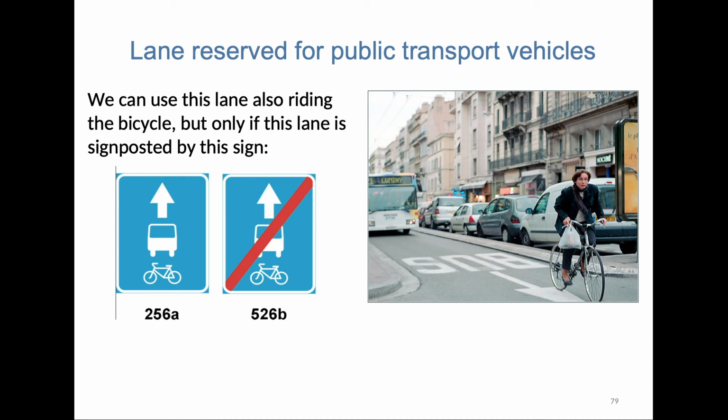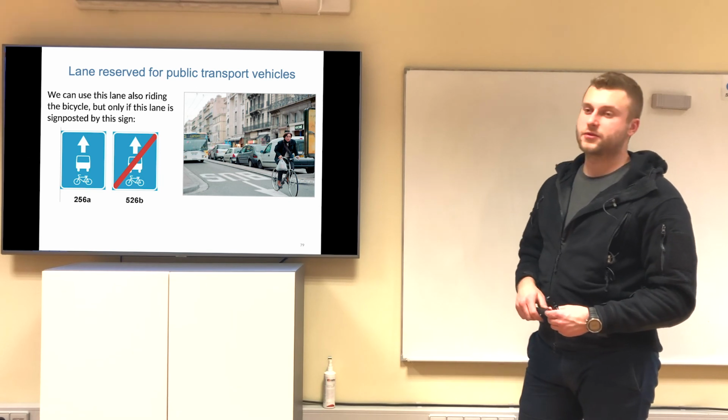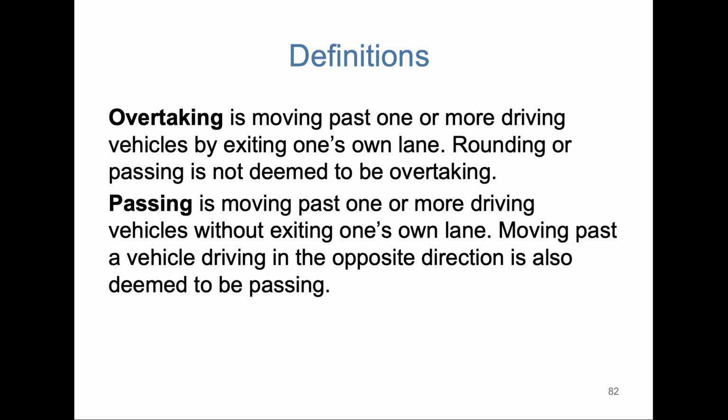Sometimes we see combinations of a bicycle lane and a bus lane also. So in this case also bicycles can use it. Okay, yeah. Overtaking and passing.